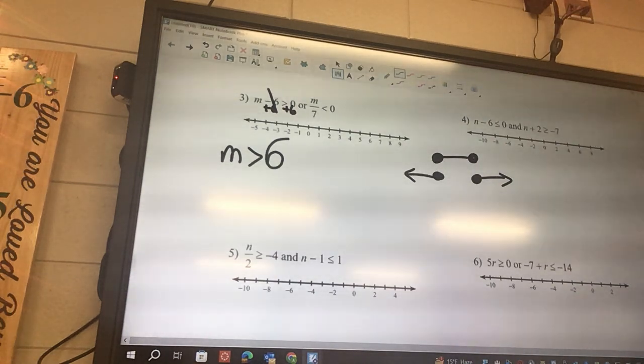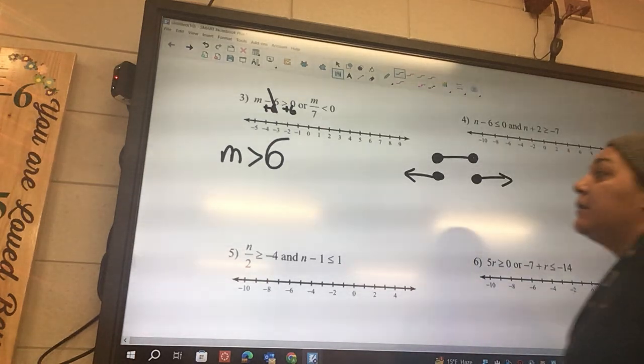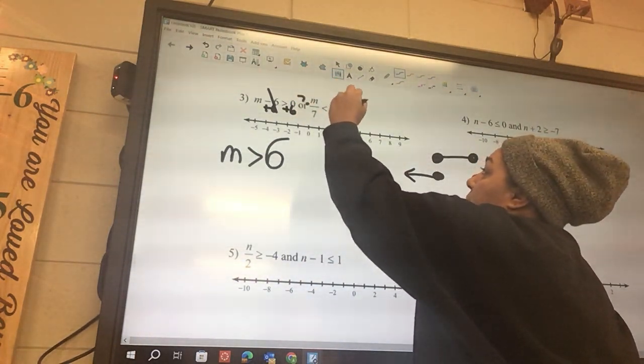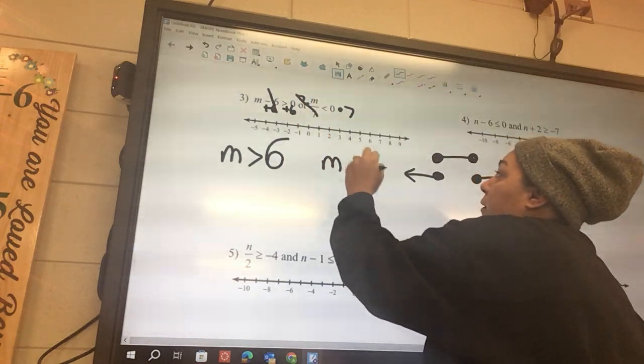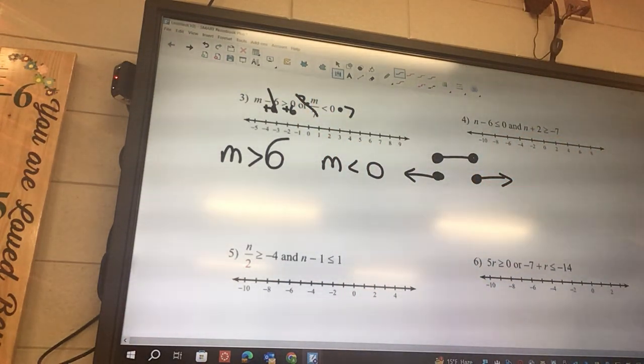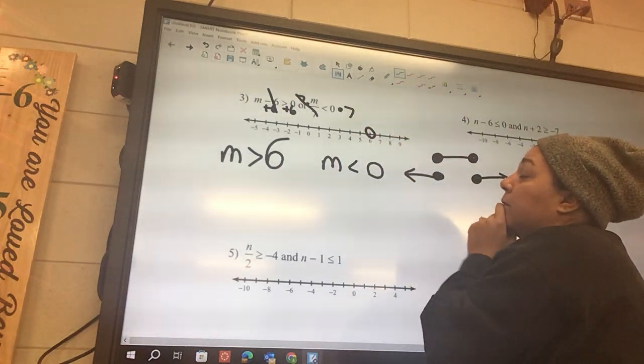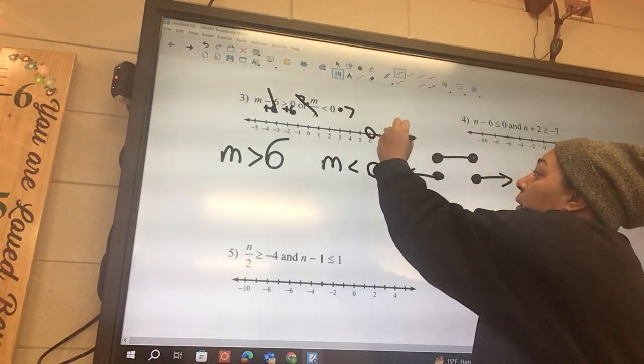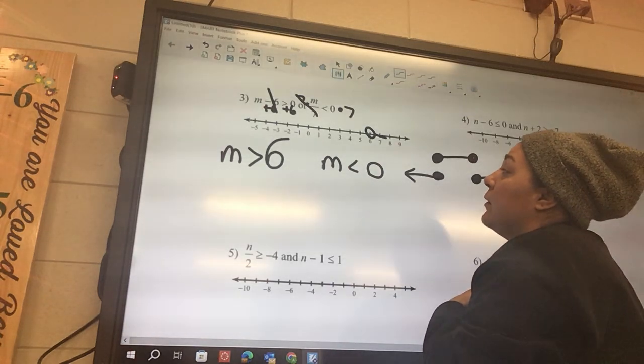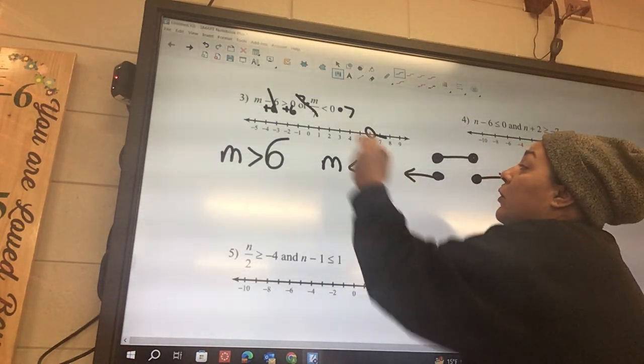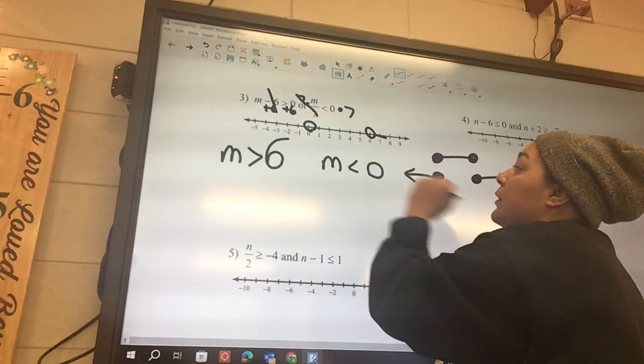But, okay, what about for the other one? Times 7 on both sides. So we're going to say times 7, times 7. Okay, so on the 6, is that going to be open or closed dot? Open. Going which way? To the right. What about on the 0? Open or closed? Open. Going which way? To the left.